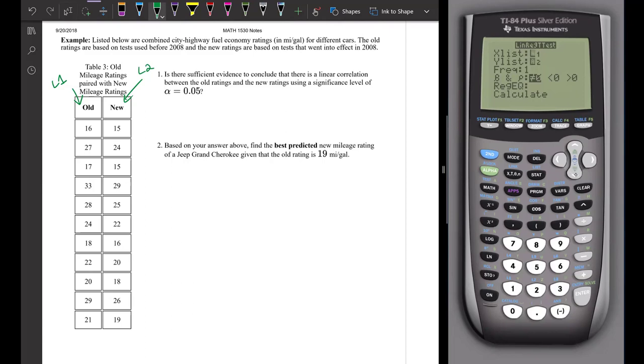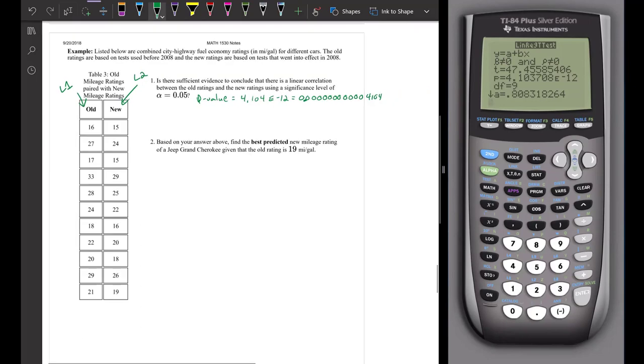And I'm going to go ahead and go to calculate here, figure out what the p-value is. On this one, I get a p-value that's really small. So I'm seeing on my screen 4.0104, basically, e negative 12. So I'm going to have like 12 zeros right here, and then 104, and then a decimal between my first two zeros. That is definitely smaller than 0.05. So we're going to say yes, there's linear correlation.